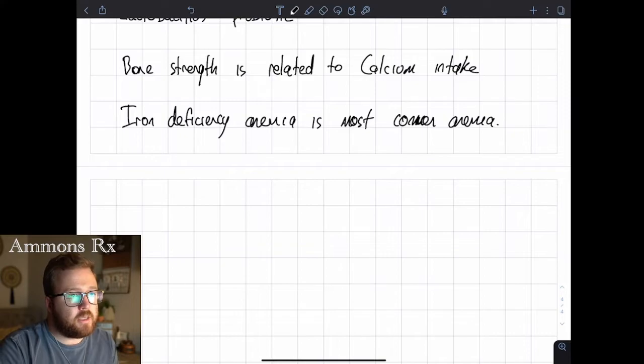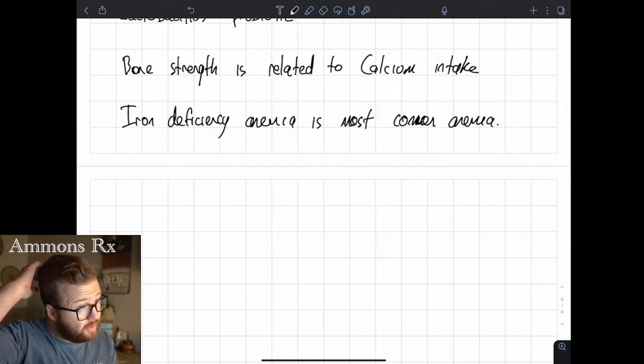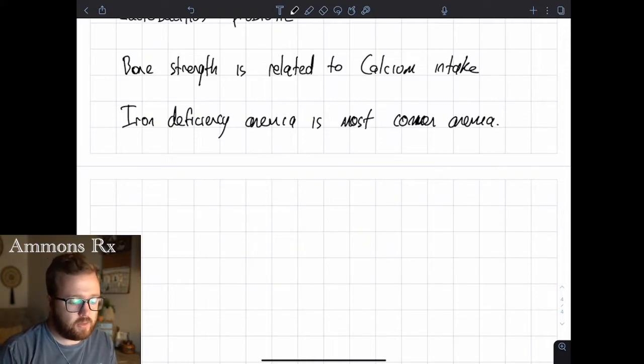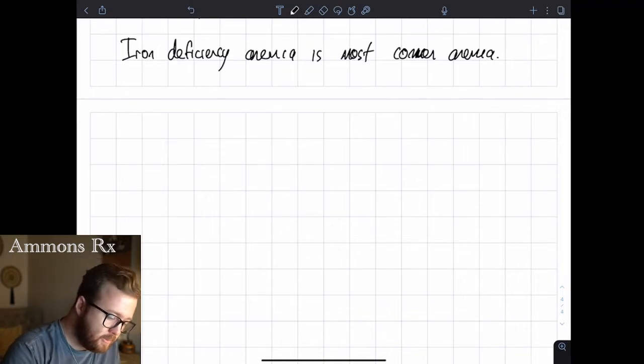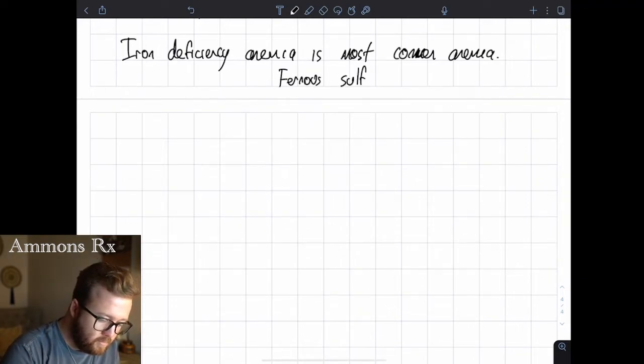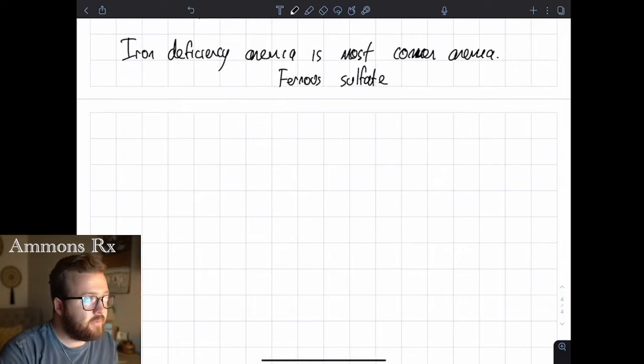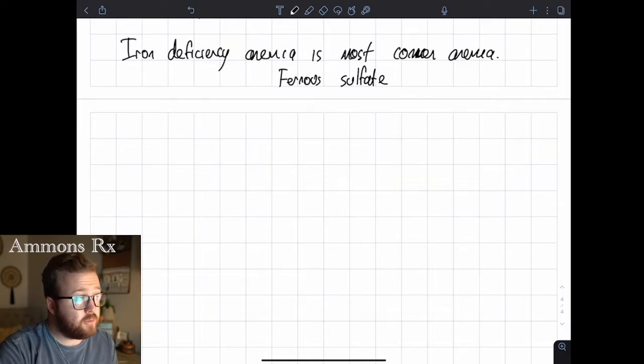That statement says iron deficiency anemia is the most common, and if it is the most common, what should you think that we're using to treat most anemias with? It's going to be iron. Ferrous sulfate, specifically. There are things like ferrous gluconate, and all kinds of different things, but as soon as you see that word ferrous, that means iron.